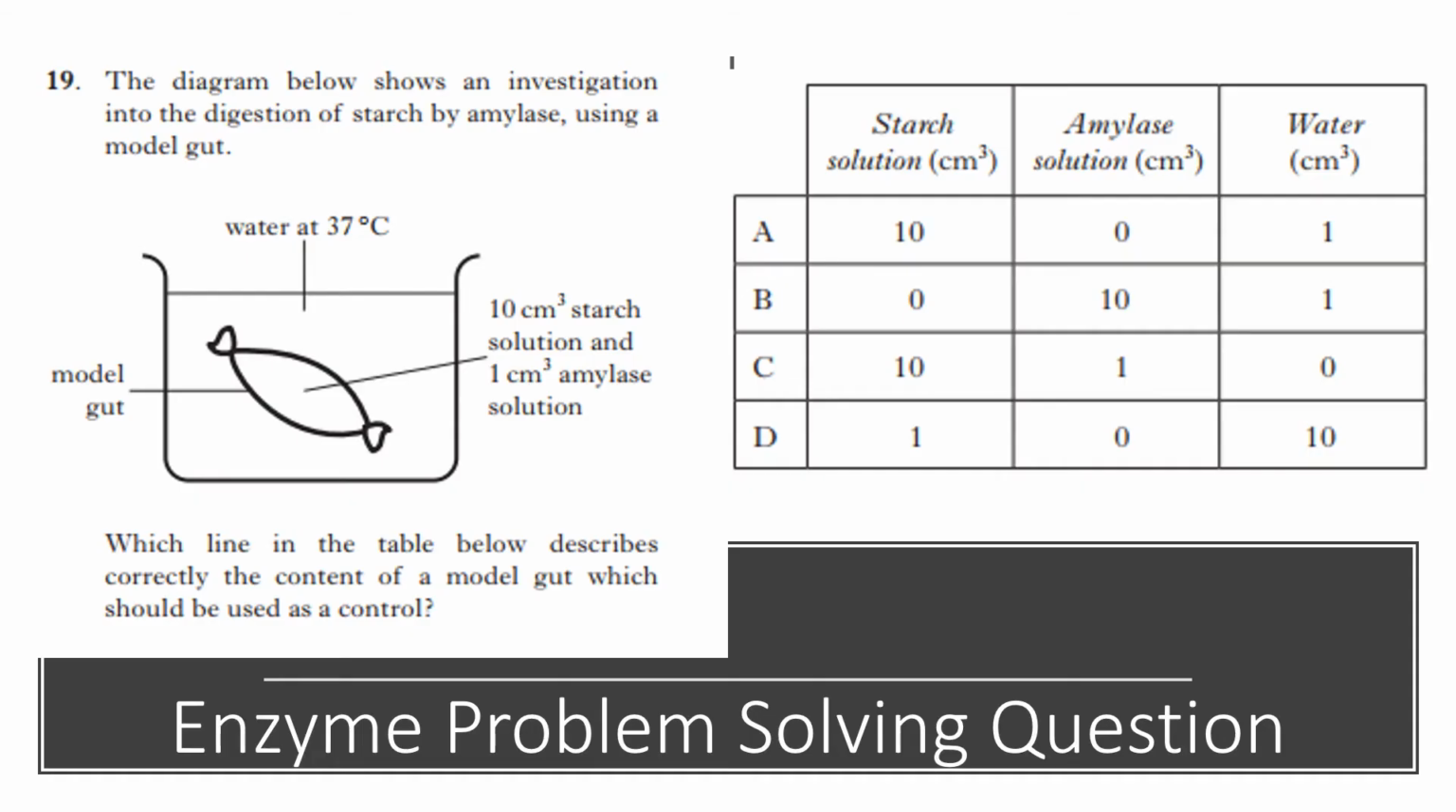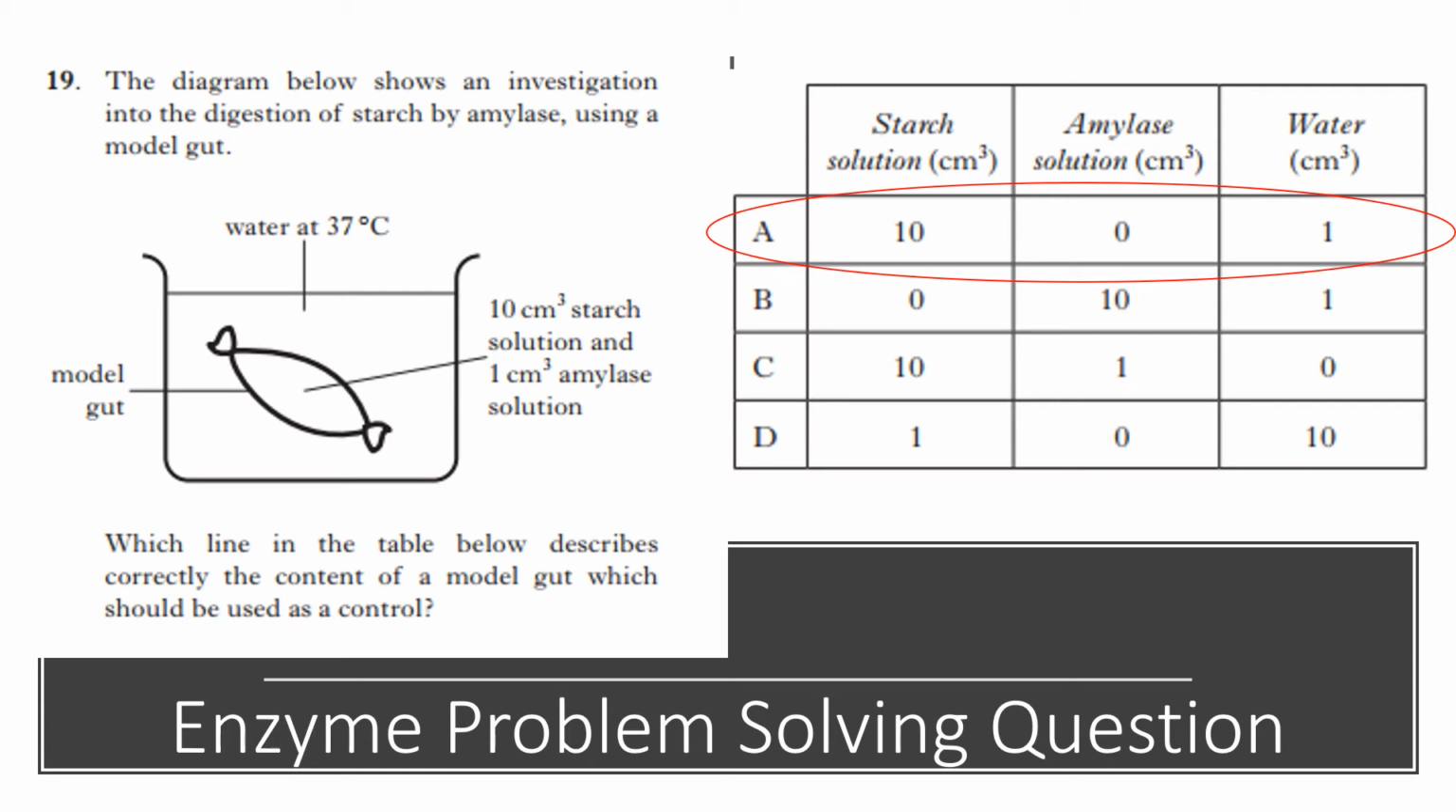The diagram below shows an investigation into the digestion of starch by amylase using a model gut. Which line in the table below describes correctly the content of the model gut, which should be used as a control? In a control, we always want to have our water and starch solution, and we'd want to have no amylase solution. So it would have to be letter A.